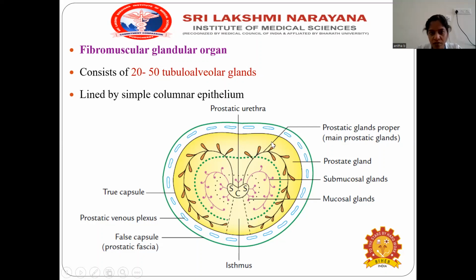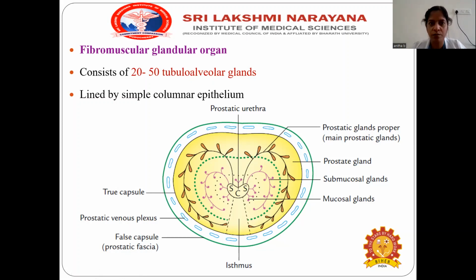The peripheral zone is the prostate gland proper. They will have a long duct, and that duct will finally open into the prostatic urethra. So within the prostate gland, we can see 20 to 50 tubulo-alveolar glands. These glands are arranged in three zones. One is named the mucosal glands, which directly drain into the prostatic urethra. The submucosal glands and the prostatic gland proper drain into a long duct, and that long duct finally opens into the prostatic urethra.